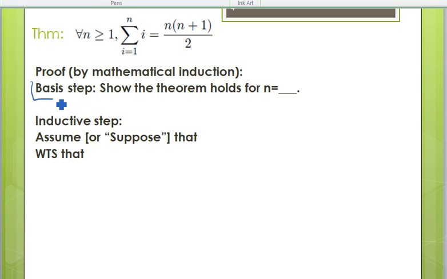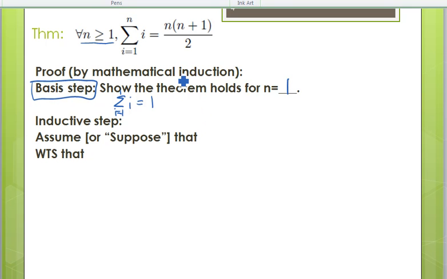So the basis step, we want to show the theorem holds for the smallest possible n that we're trying to prove in the theorem, or we're trying to show that this is true for all n greater than or equal to 1. So 1 is the smallest n that can be. So we're just going to plug that in and check the math and make sure it works. So the sum from i equals 1 to n, which we're plugging in 1, of i is just 1. There's only one term in that summation, and it's 1.